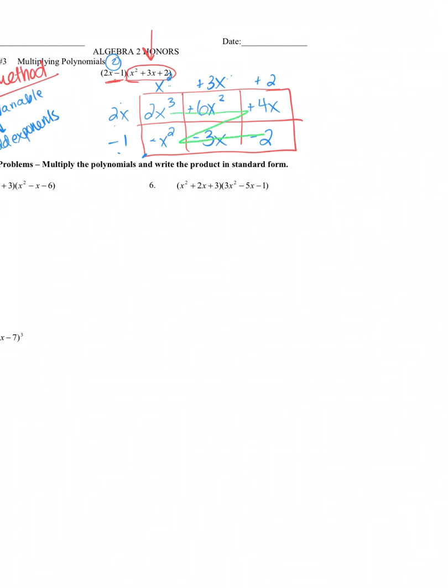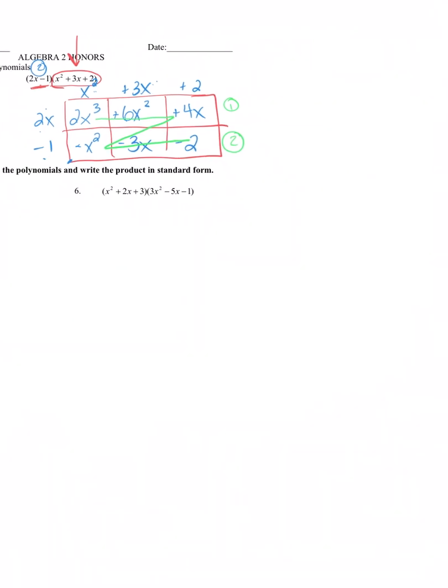Okay? And this tells me which rows I can write, how I write them, the order I write them in. If you don't like the Z method, you can just remember that you write all of the terms in the first row and then all of the terms in the second row, okay? So I'm gonna do that. So the first thing I'm gonna write down is 2x cubed plus 6x squared plus 4x. Then I'm gonna go down to my second row and see that I have negative x squared minus 3x minus 2, okay? And then your last step is just to combine like terms.